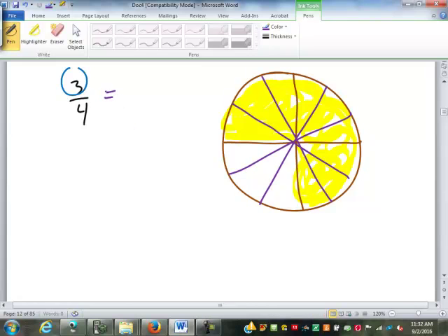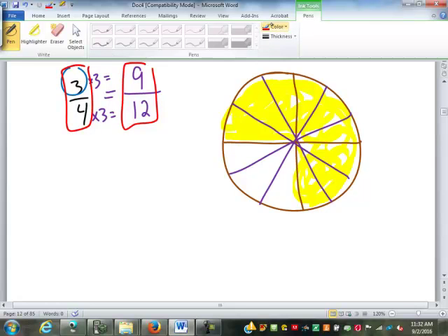Now, how many total slices does it take to make a whole pizza? Careful. 12 of them, right? We had 4 and we cut each of them into 3 equal pieces, so 4 times 3 is 12. Okay, so now how many slices do we have in yellow there? 9. We had 3. Each of them got cut into 3. So 3 times 3 is 9. Do we have any more or less than we did before? No, it just looks different. So 9/12 has exactly the same value as 3/4. And that was because we multiplied by 3/3.